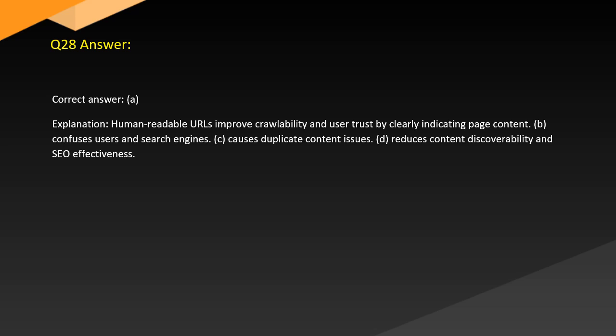Answer. Correct answer. A. Explanation. Human readable URLs improve crawlability and user trust by clearly indicating page content. B. Confuses users and search engines. C. Causes duplicate content issues. D. Reduces content discoverability and SEO effectiveness.